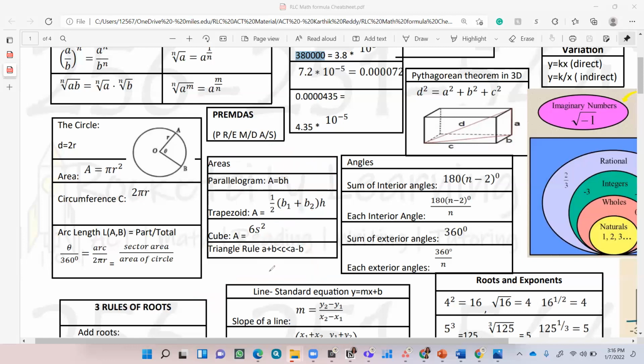Okay, so let's go here now. Angles, sum of the interior angles. Okay, so if it is a polygon, it's just 180 times n minus 2. Okay, so if it is let's say 8 sides, you will just do 180 times 8 minus 2, 6. It will give you the sum of the interior angles. Each interior angle, you will divide the sum by the number of angles. Sum of the exterior angles is always 360. Okay, then you can find each exterior angle by just dividing by the number of sides.